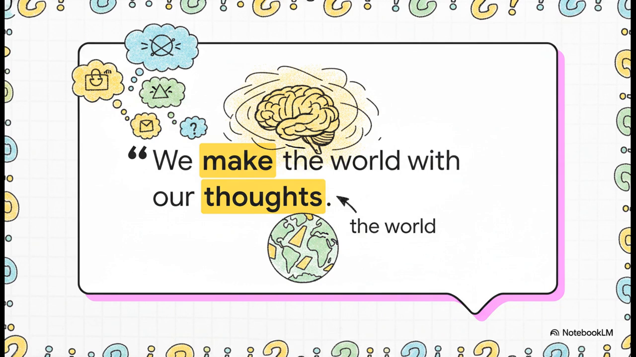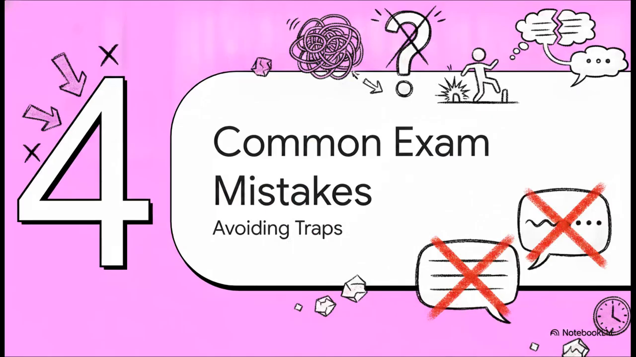And here is a massive exception to the backshifting rule, one that examiners absolutely love to test. If the original statement is a universal truth, a scientific fact, or an unchanging condition, like this profound quote from Buddha right here, the tense does not change at all. Even if the reporting verb is in the past, you would say, Buddha said that we make the world with our thoughts. The present tense remains because, well, the truth remains. Okay, let's tackle Section 4, avoiding common exam mistakes.